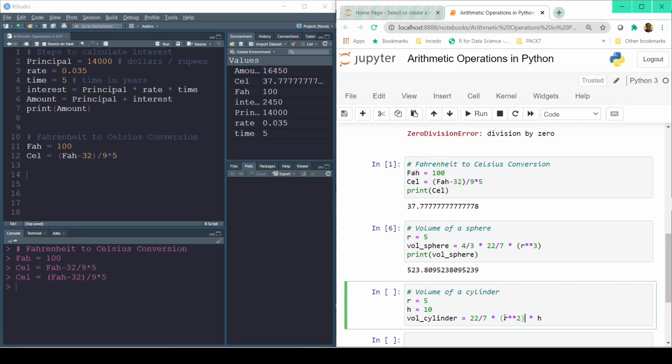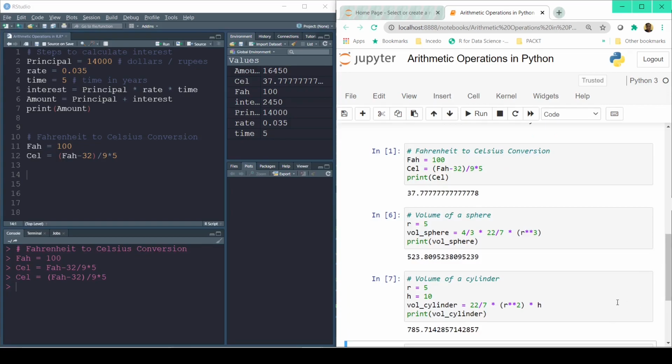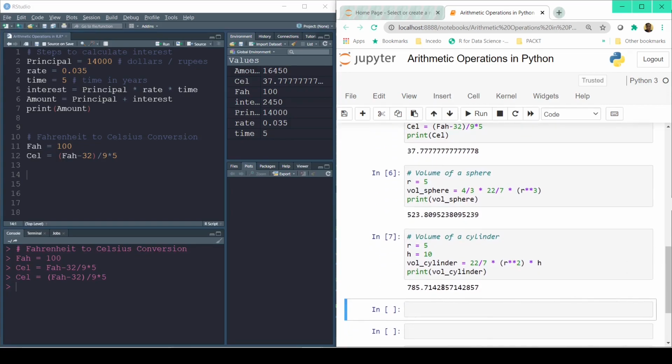So that is bracket notation. In Python and R, we only have bracket notations with these round brackets. At least in the case of solving arithmetic problems, we cannot use any other bracket notation. The curly braces and the square brackets cannot be used here. All right, now let me print the volume, print vol cylinder, and it gives us the value as 785.71428. I hope you have got the same answer.